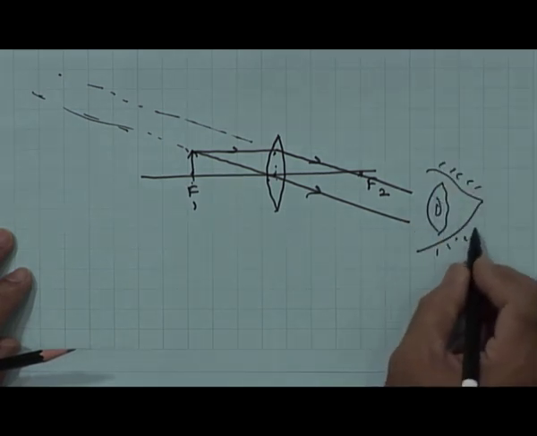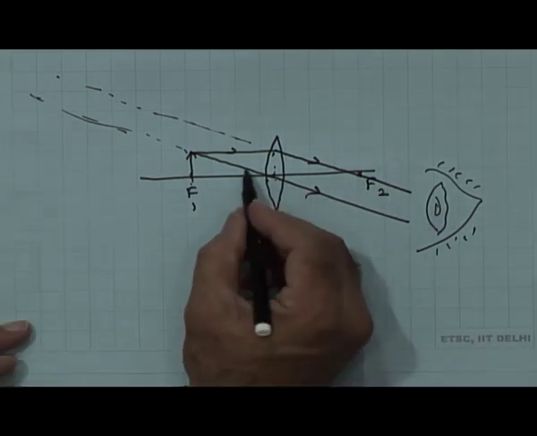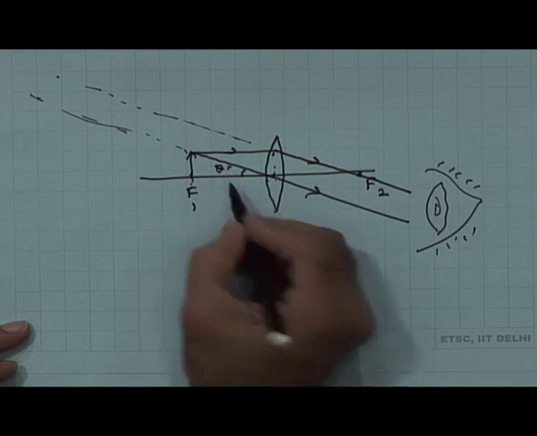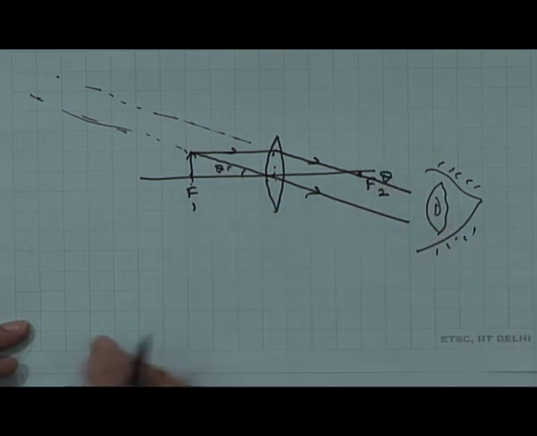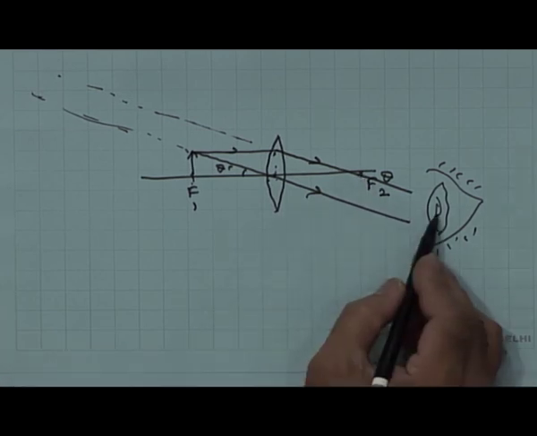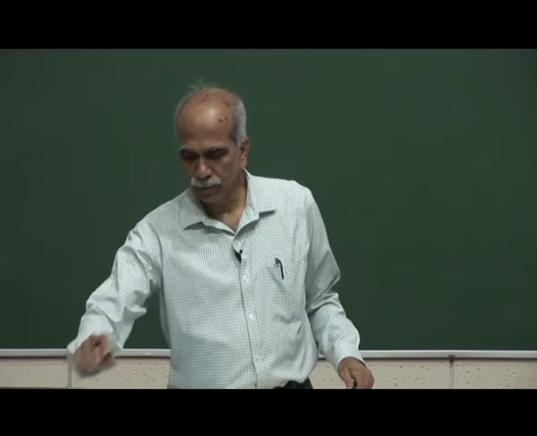So, it is the eye lens focused to infinity, then theta dash, the angle subtended here, is the same as theta, which is the angle subtended at the eye. So, that is about the functioning or working of a simple microscope.